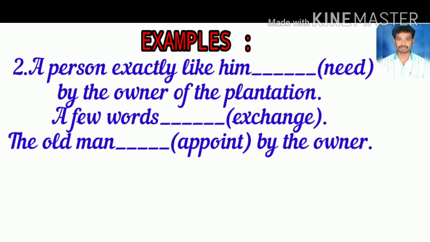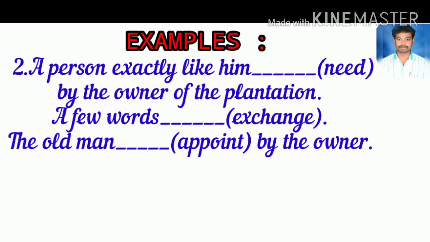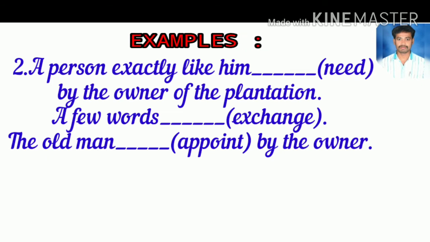Okay, so a person exactly like him. The second one: a person exactly like him was needed, in bracket need, by the owner of the plantation. A few words, in bracket exchange. The old man, in bracket appoint, by the owner. Here also we want to observe only one verb in the bracket, in all these three. Here need is there, so that's why I want to use was, a person is there, was, and need changes into needed.